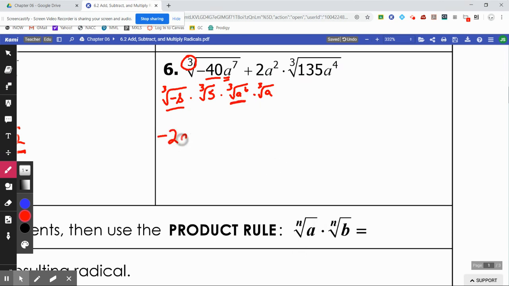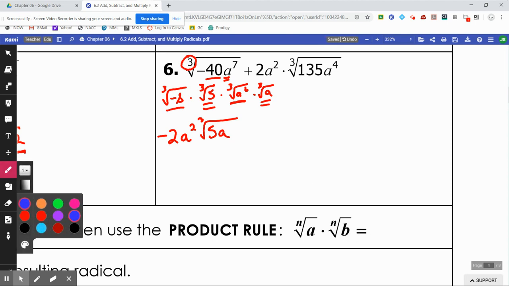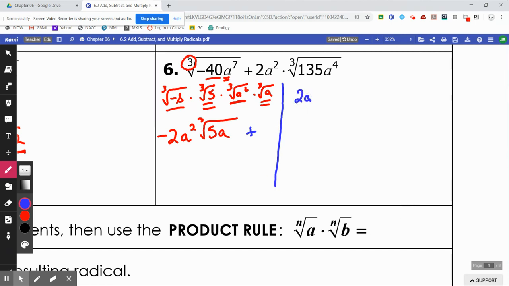Cube root of a to the 6th would be a to the 2nd, and we're going to leave under the cube root the 5 and the a. This one and this one. Now let's move on to the other one. We have then plus, let me draw a line until I get this finished. 2a squared, actually let's go ahead and simplify the cube root first.